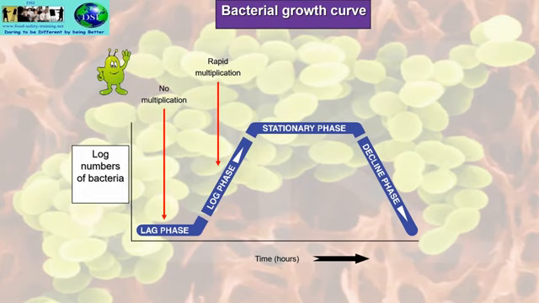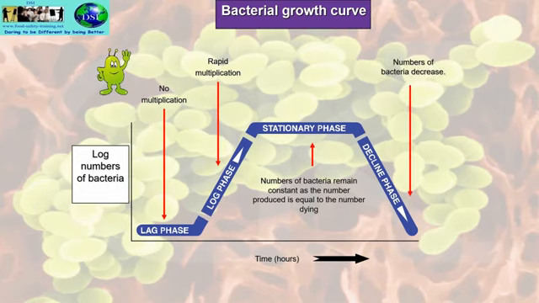So there's no multiplication in the lag phase, there's rapid multiplication in the log phase. The numbers of bacteria remain constant in the stationary phase as the number produced is equal to the number dying, and the numbers of bacteria decrease in the decline phase.